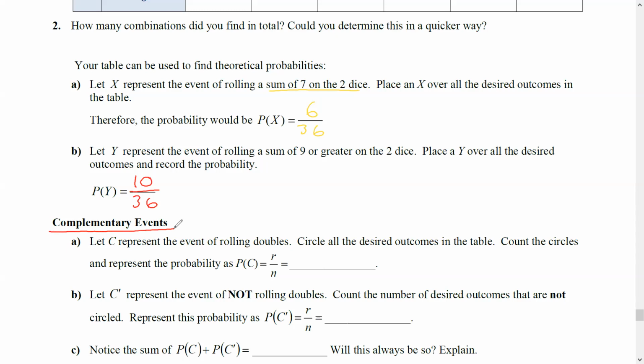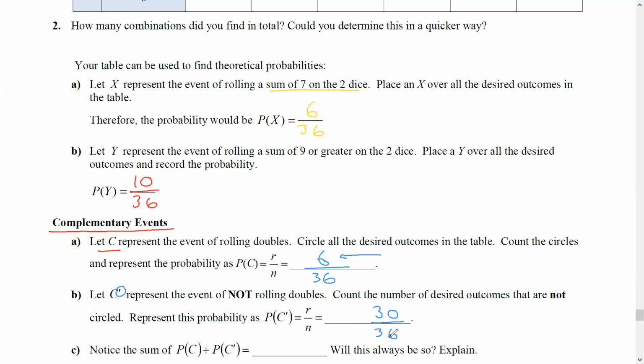Complementary events. This is where, remember, the complement means we're talking about what we want and what we don't want. So let C represent the event of rolling doubles. It says go back and circle all the desired outcomes. Well, I know that there are 6 ways for me to get doubles, 6 out of 36. Let C prime, remember prime right there means the complement, be not rolling doubles. Well, if there's 6 ways for me to get doubles, I immediately know there's 30 ways for me not to get doubles.